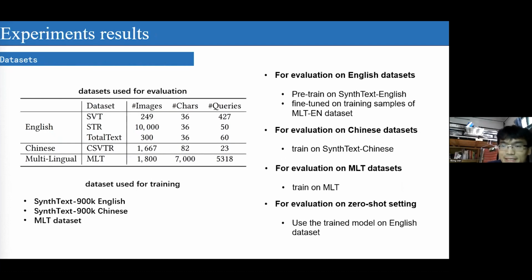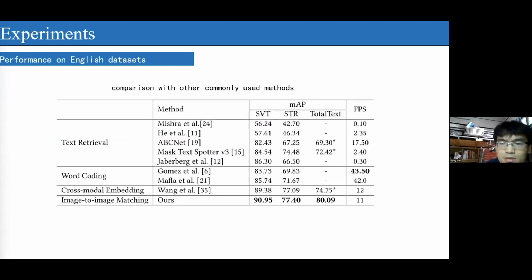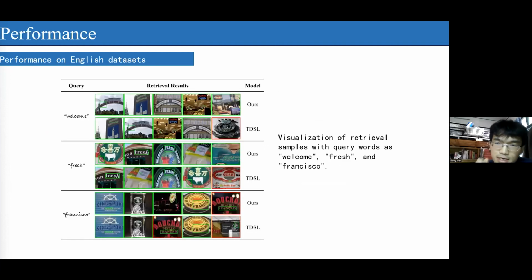We use multiple datasets to verify the effectiveness of our method, including 3 English datasets, SVT, STR, and Total-Text, and 1 Chinese dataset, CSVTR, and 1 multilingual dataset, MLT. Experimental results show that our method can achieve state-of-the-art results on commonly used scene text retrieval datasets. And here is a simple visual comparison with the previous state-of-the-art method, where querying with the words welcome, fresh, and Francisco, our method can return the correct result with the bounding box.